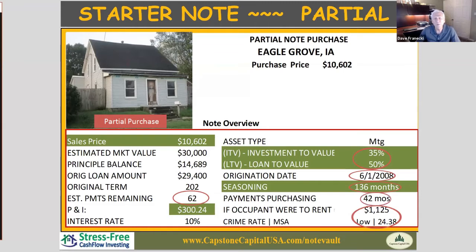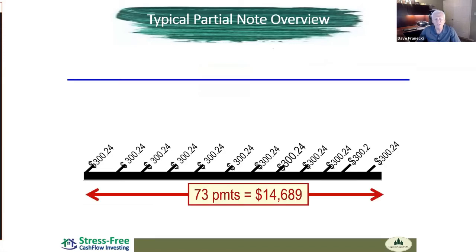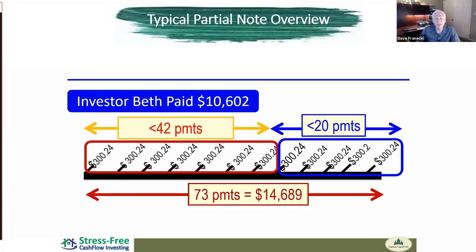So a friend of mine, Beth, bought the note, and this is what she did. Let me just break this down on this one asset only. A partial has X number of payments. In this case, there were 73 payments remaining with a balance of $14,600. Beth purchased 42 payments for $10,600. I retained the remaining 20 payments.